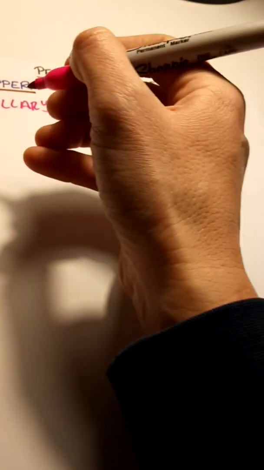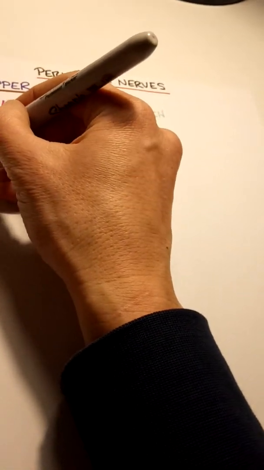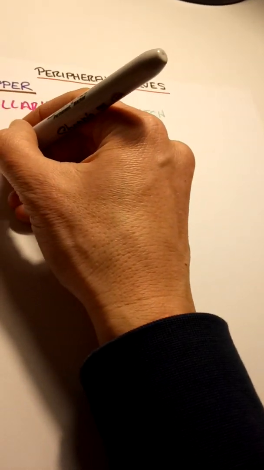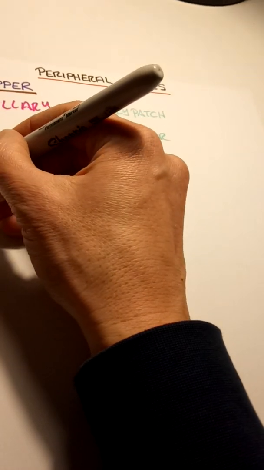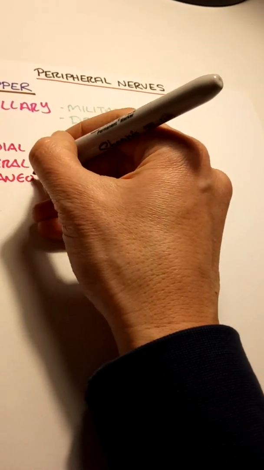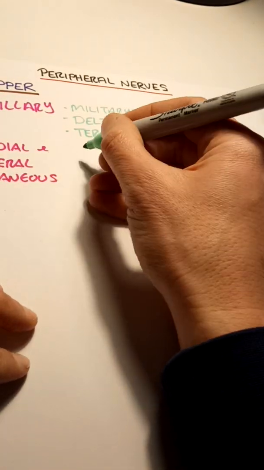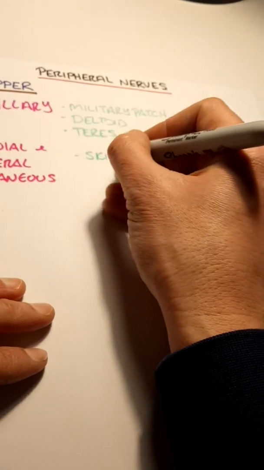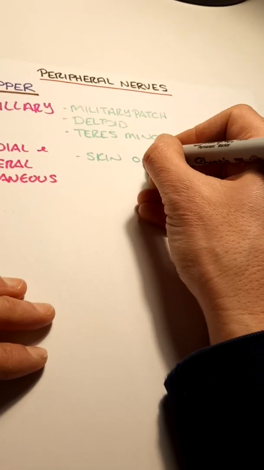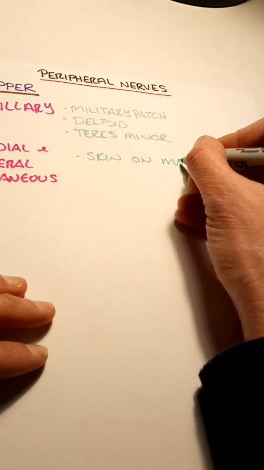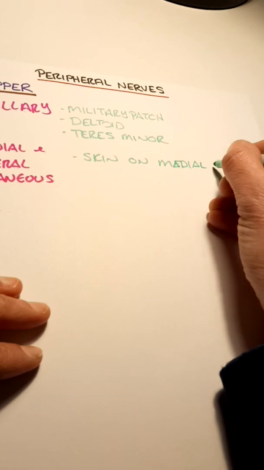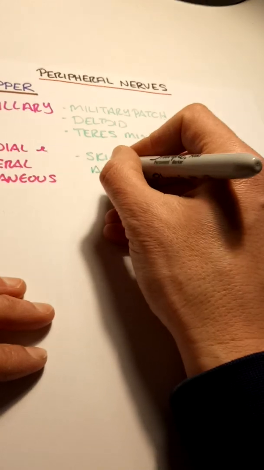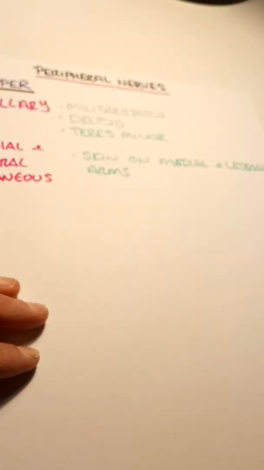Next up, medial and lateral cutaneous. Cutaneous means skin. Medial and lateral, upper body, periphery. Well, maybe that is the skin on the medial and lateral aspects of the arm. Medial and lateral arm. Because we've got two arms.